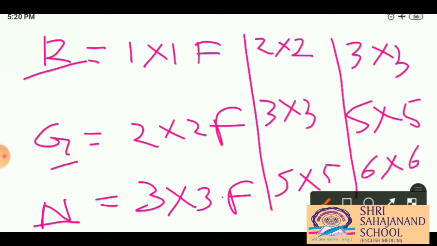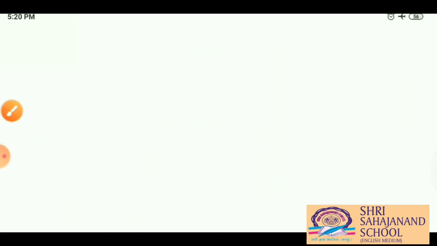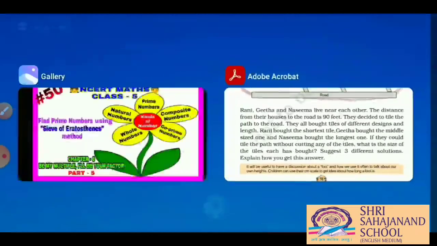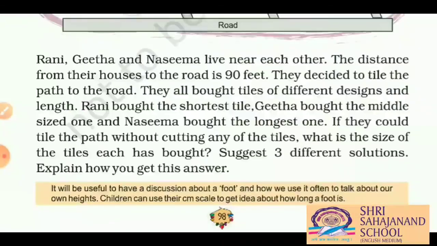Is that clear? So here we have the 3 different ways of tiling the path. In this way our word problem is over. I hope that you have understood very well, and in this way this lesson is also over.